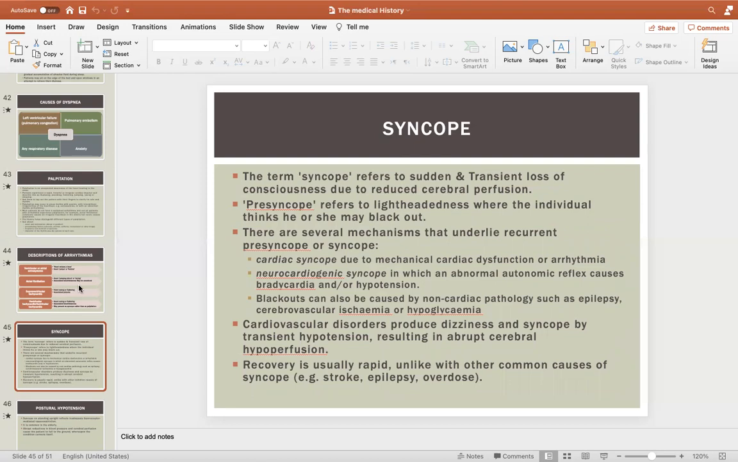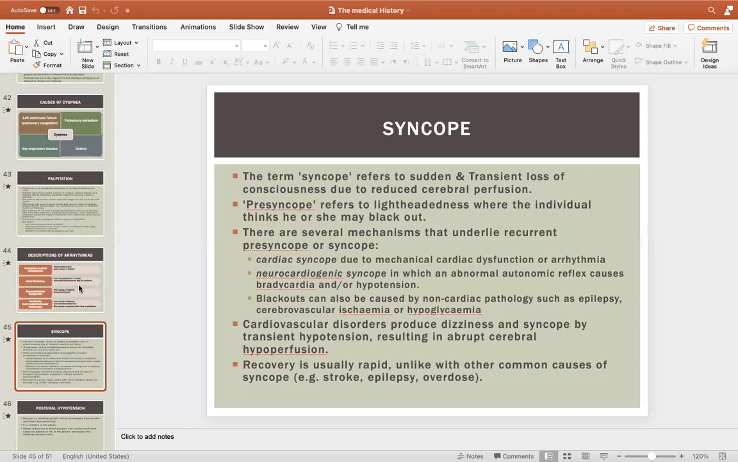There are several mechanisms that underlie recurrent presyncope or syncope. First one, cardiac syncope, due to mechanical cardiac dysfunction or arrhythmia. For example, exertional syncope due to aortic stenosis or hypertrophic cardiomyopathy. In these conditions, because there is mechanical obstruction of the aortic valve, there would be reduced cerebral perfusion on exertion.